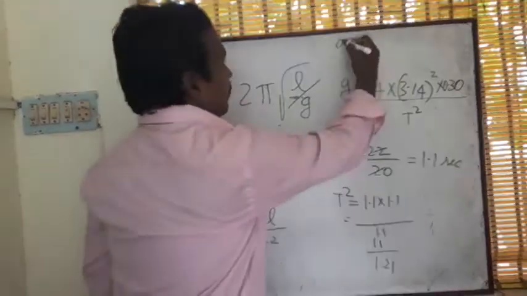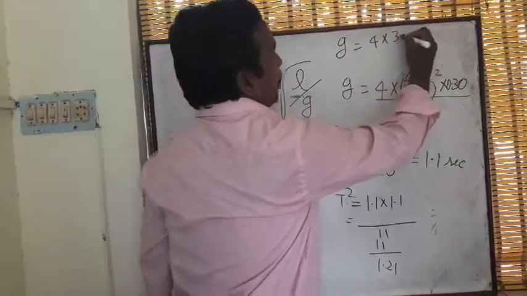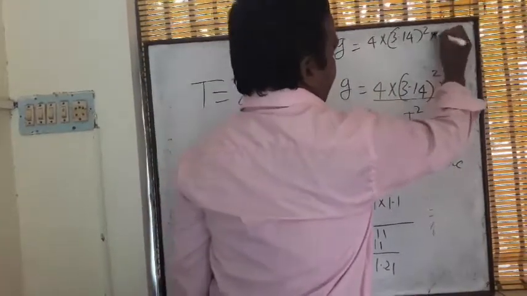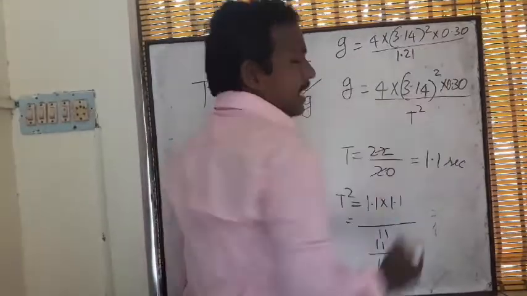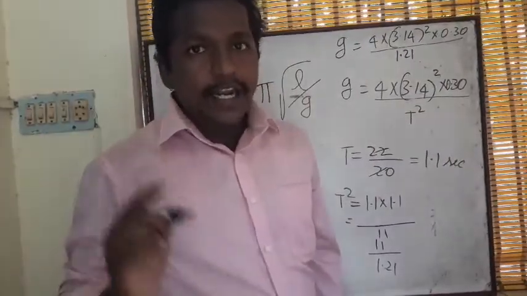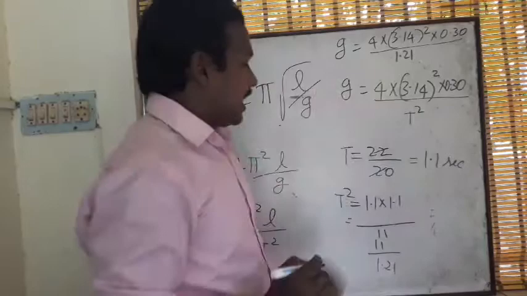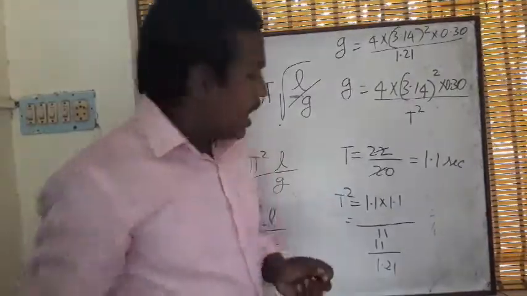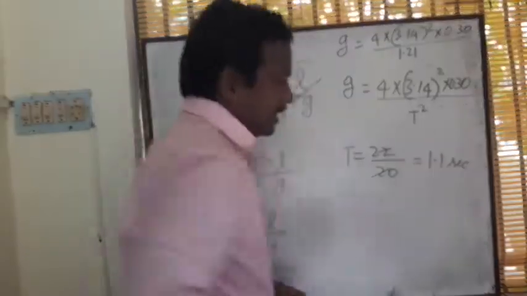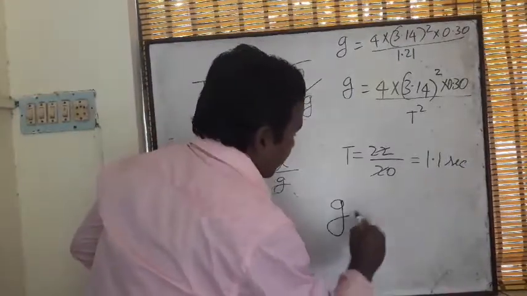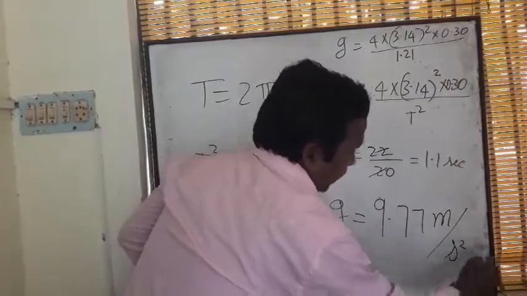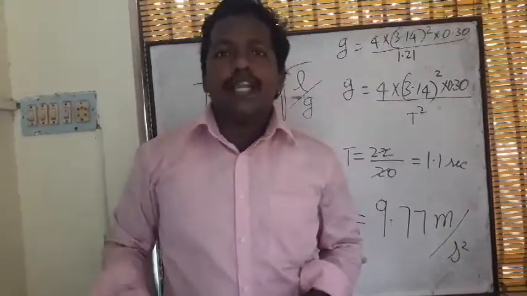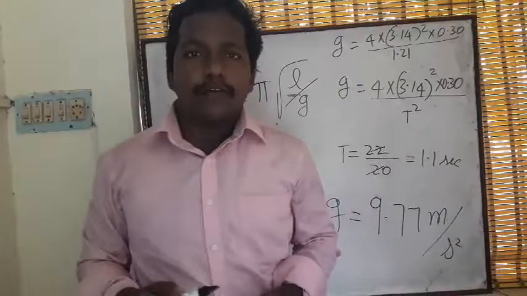So G is equal to 4 into 3.14 whole square into 0.30, divided by T square, which is 1.21. Now we are going to get the gravity. This calculation gives us the answer G is equal to 9.77 meter per second square. So this is a way to find the acceleration due to gravity present on our earth. Thank you.